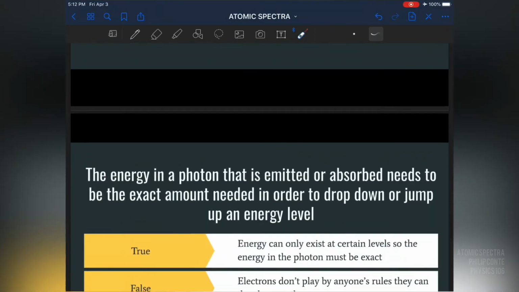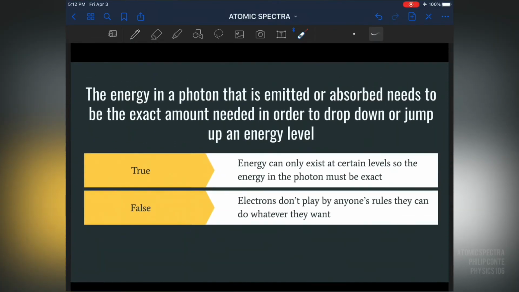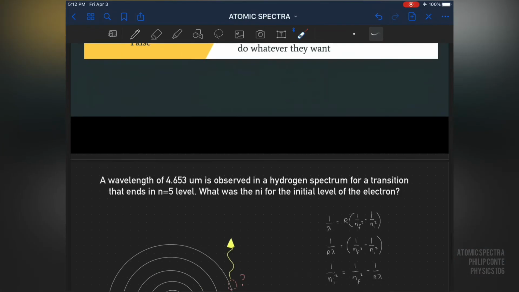Last question, before the one that requires the equation. The energy in a photon that is emitted or absorbed needs to be the exact amount needed in order to drop down or jump up in energy level. True, energy can only exist at certain levels, so the energy in the photon must be exact. Or false, electrons don't play by anyone's rules. They can do whatever they want. So hopefully you picked true on that one. But good, hopefully you did well. Now let's get to the hard one.